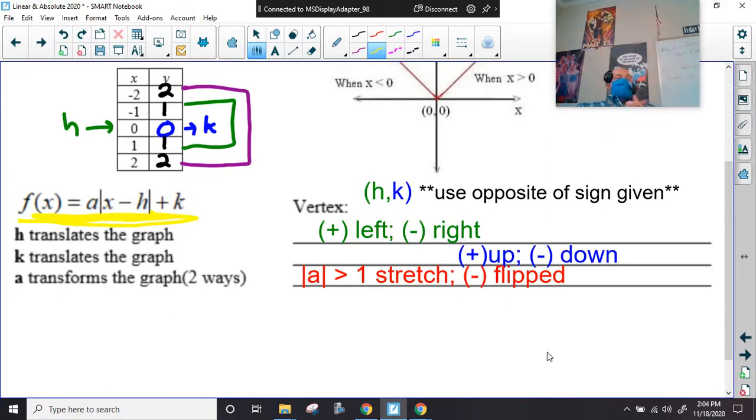Now, if you look at that equation, it says minus H. That's just the way it's given. For some odd reason, when it says minus H, that actually means it goes right. When it's positive, it goes left. That's exactly opposite. But the K still does the up or down like we had on the linear. And these rules are going to hold true for the three things that we're doing this week.